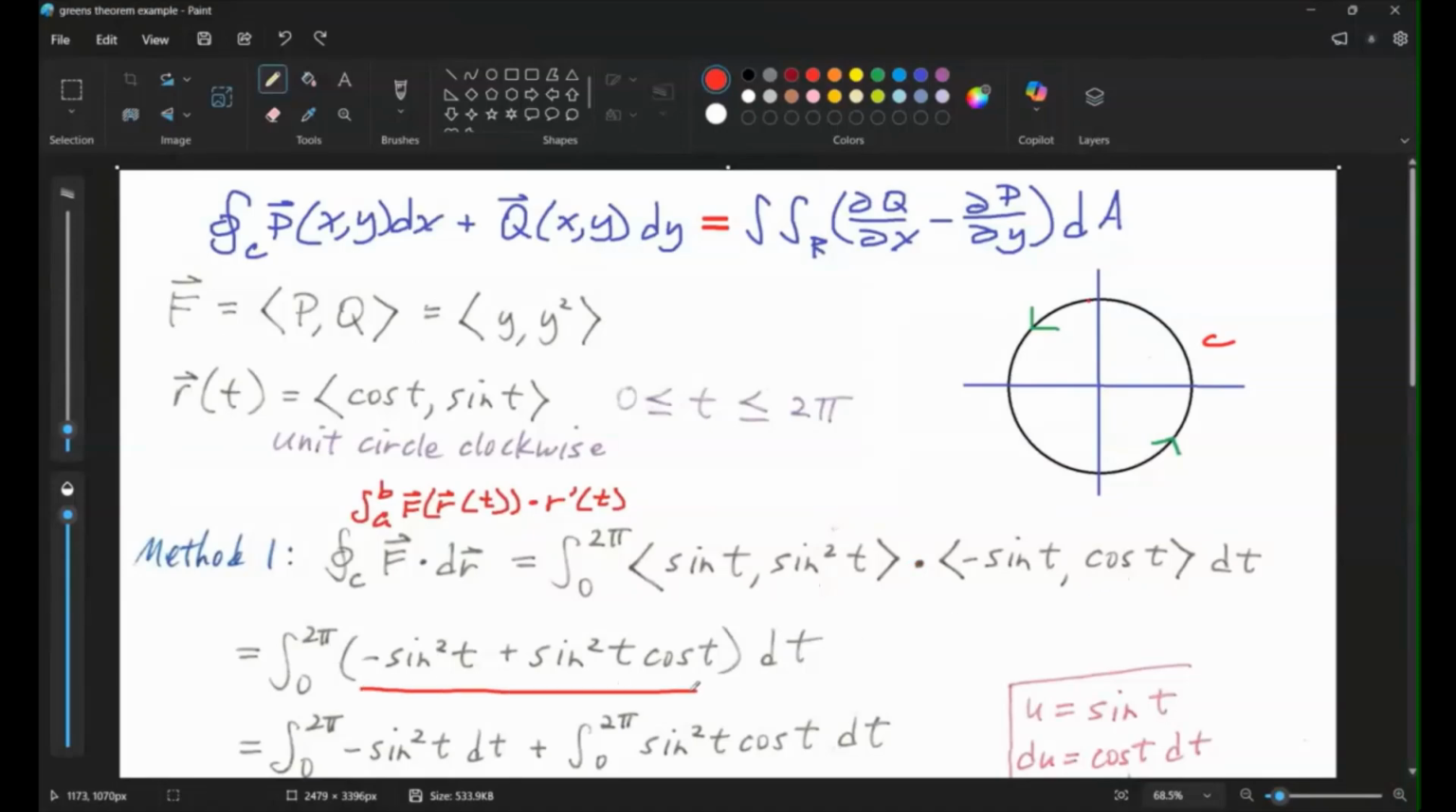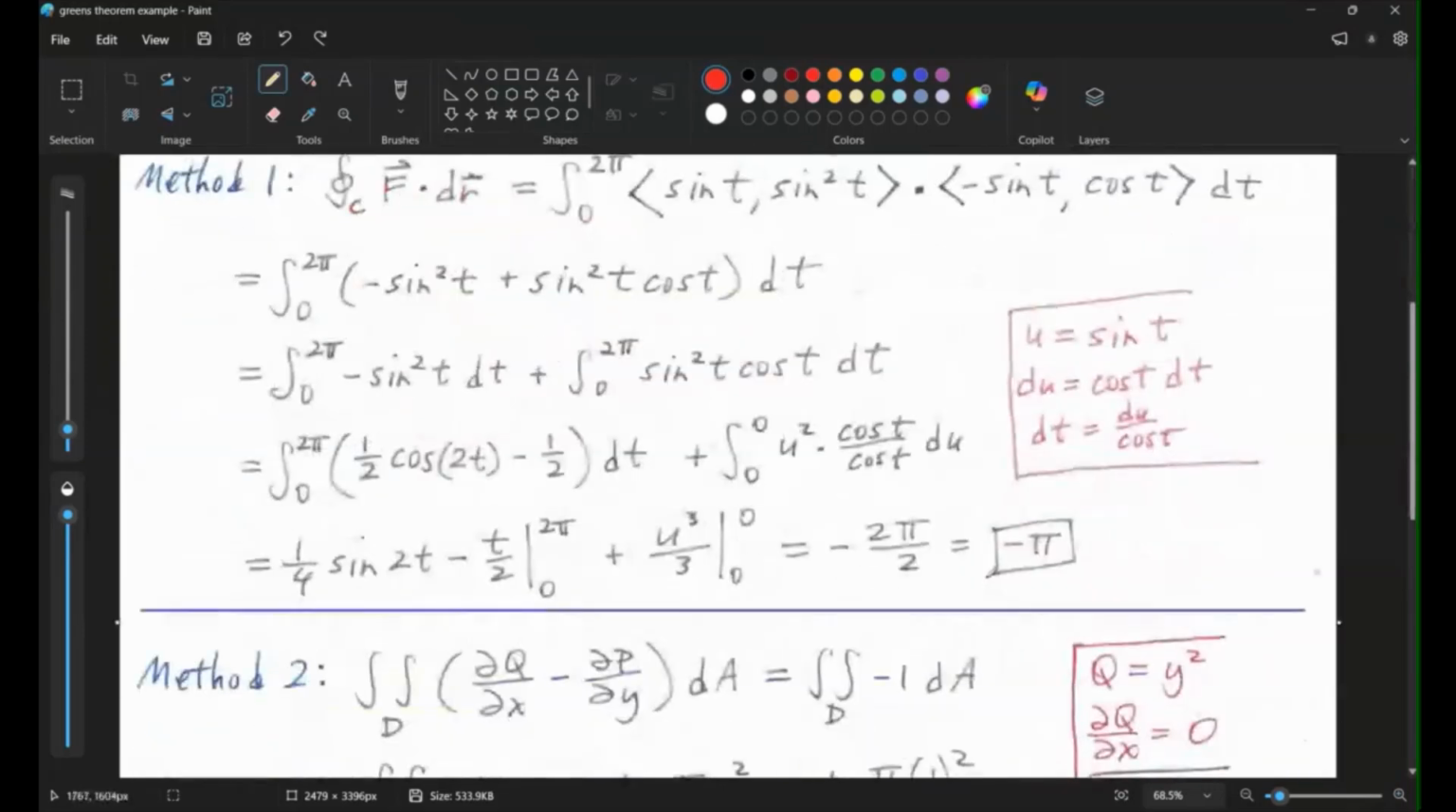So here they've already been dotted. Now we no longer have vectors. We just have an expression to take the integral of. And I'm not going to dwell on this very much. I'm assuming that you know how to do integrals. But basically we can split this into two separate integrals. And then I use the double angle identity to get rid of the sine squared and get this.